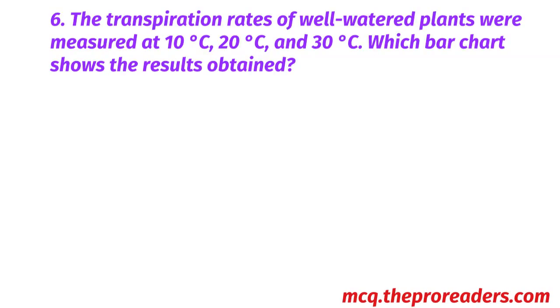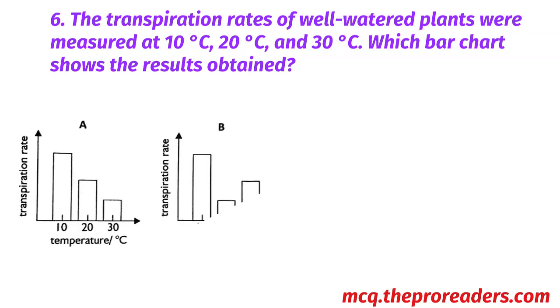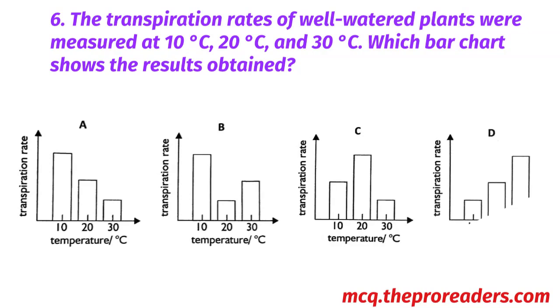The transpiration rates of well watered plants were measured at 10 degrees Celsius, 20 degrees Celsius, and 30 degrees Celsius. Which bar chart shows the results obtained? A, B, C, D. Option D is the correct answer.